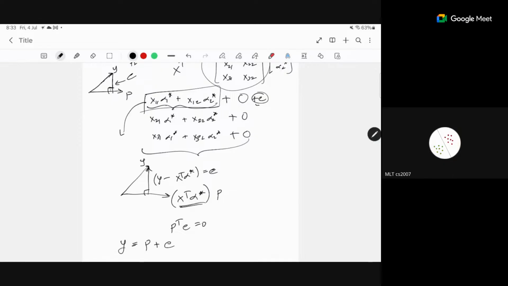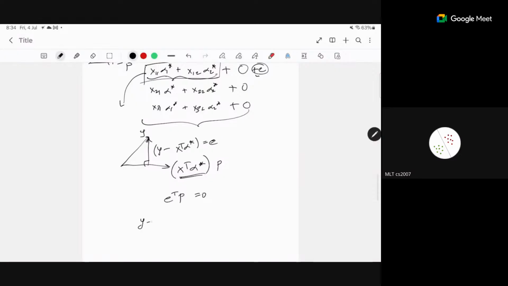If it is fine, then can I say that P transpose E is equal to 0? What is the meaning of it? Or maybe I'll say E transpose P. Both ways it's fine, right? Because the dot product is commutative. So E is what? Y minus X transpose alpha star, transpose, times P, which is X transpose alpha star, and that should be equal to 0.